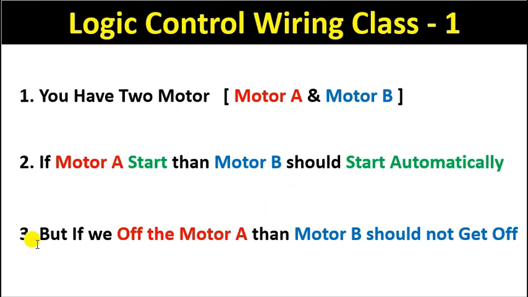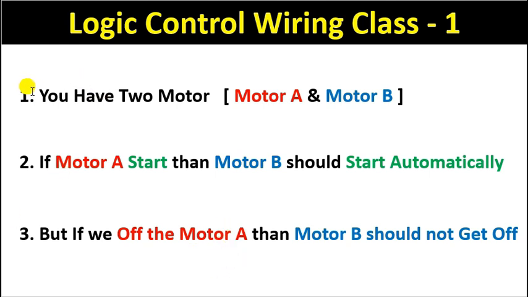Now point number 3, that is logic number 3. In this logic, it is told that if we turn off motor A, then in this condition motor B must not turn off. Only motor A should turn off. Okay, then let's start making the circuit.